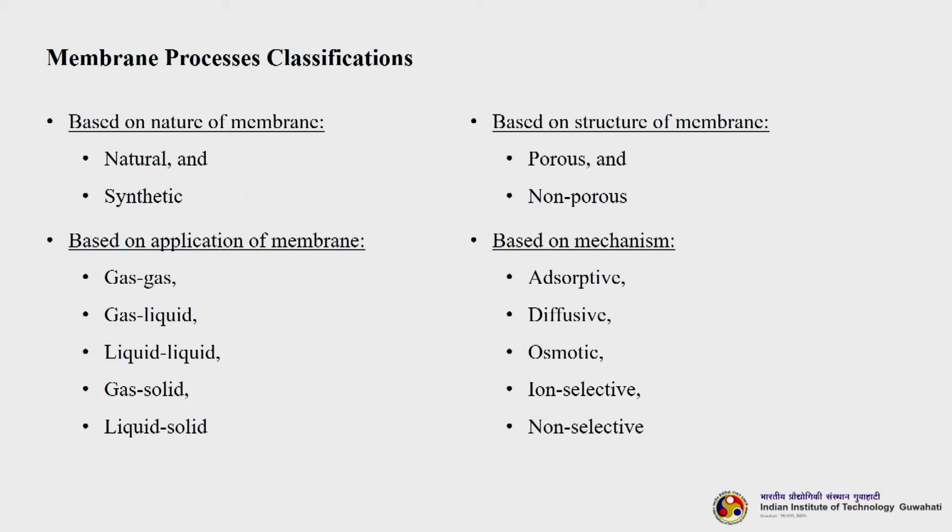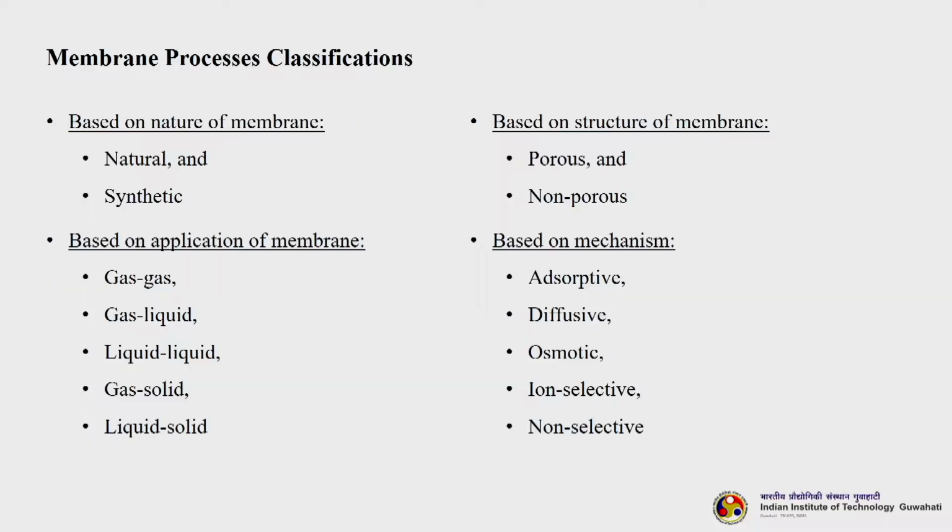So, let us go to the membrane classification. We can classify membranes into various types based upon the nature of the membrane, the application of the membrane, the structure of the membrane and the mechanism. According to this particular slide, based on nature of the membrane, it can be natural or synthetic. Based on application, we can have gas, liquid, liquid. Based on structure, we can have either porous or non-porous, the dense membrane, and based on mechanism, it can be either convective, adsorptive, diffusive or ion exchange.